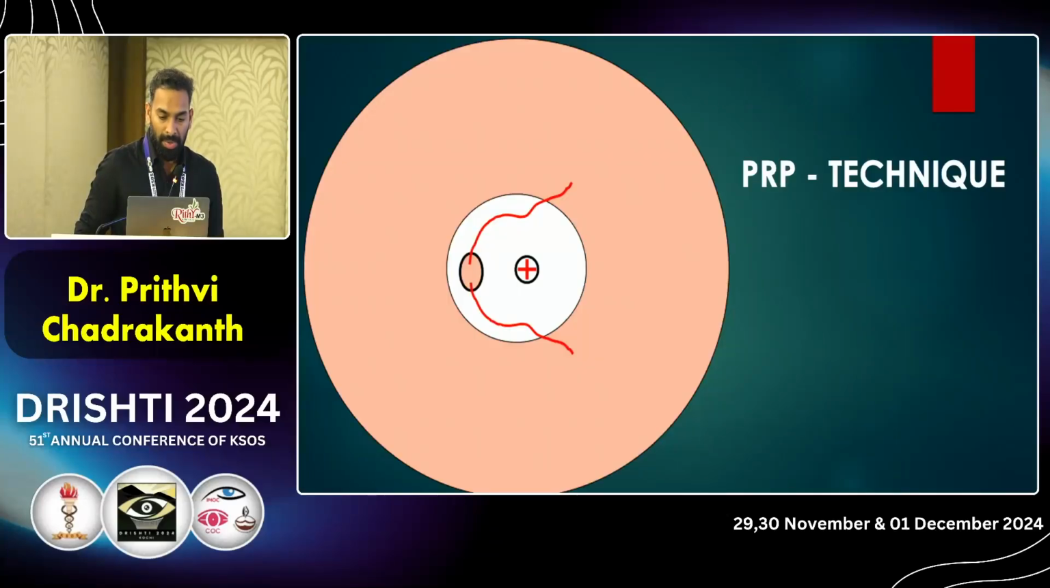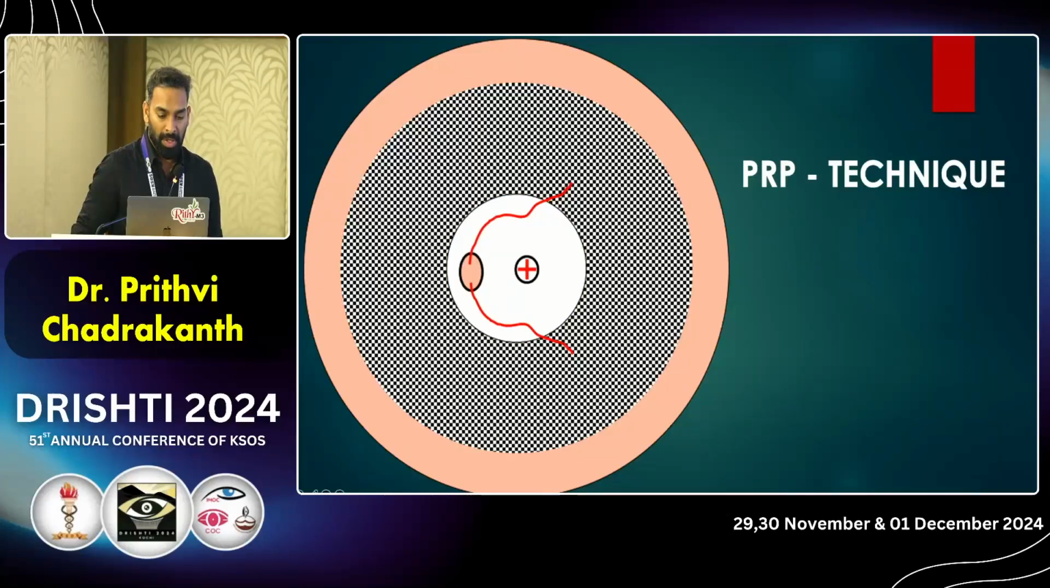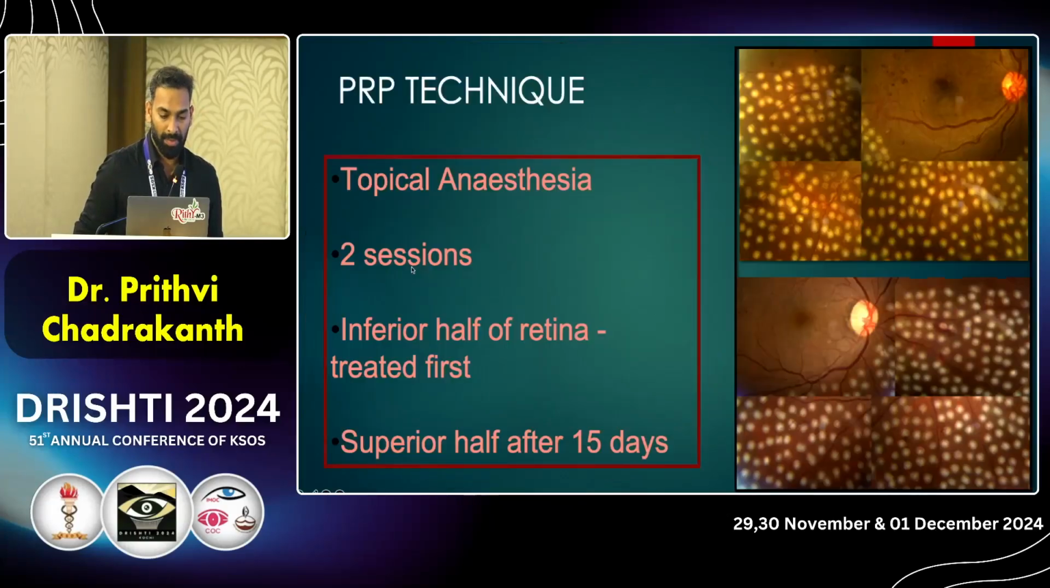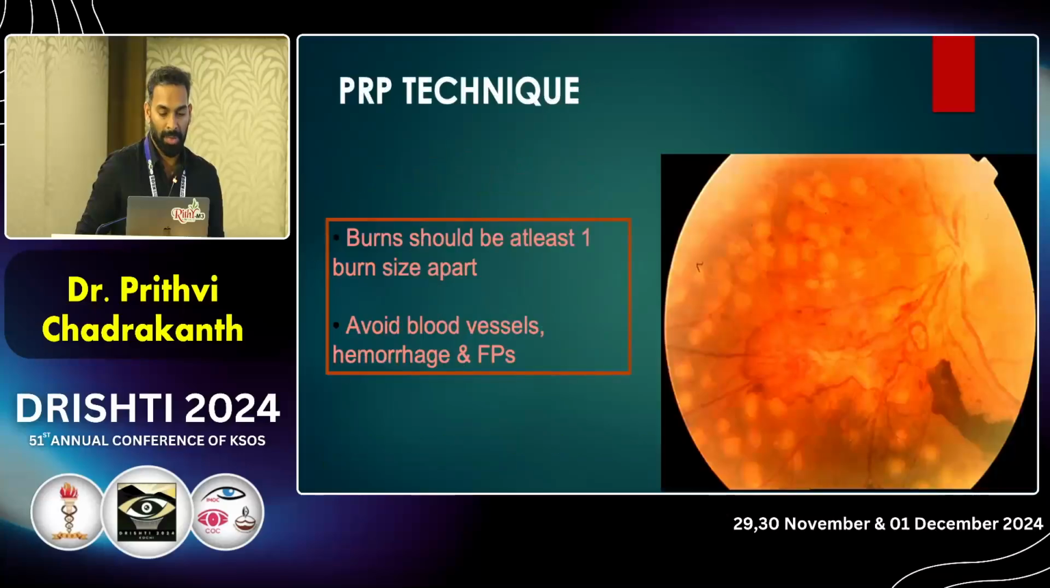Just a small brief on PRP techniques. We usually keep one disc diameter away from the arcade vessels and the disc, and temporally at least 3 disc diameters, and give a photocoagulation. There should be at least one burn apart between PRP laser spots. It can be done within 2 sessions or 3 sessions. I do it more in 3 sessions with at least 1,000 spots in a session. The first to be done is the inferior retina, and then the other parts.